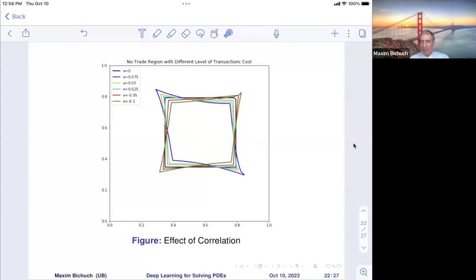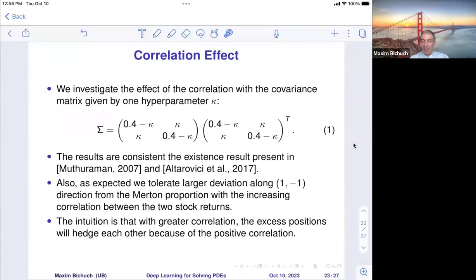And so, for example, as correlation becomes negative, the main diagonal will elongate for the no-trade region, because each asset can also be partially used as a hedge. So basically the key is that yes, it does work very nicely in 2 dimensions.